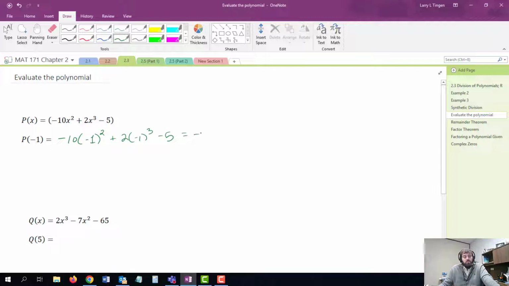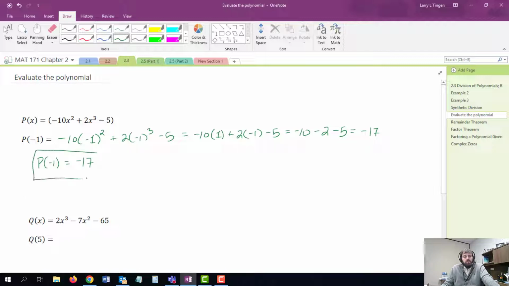I've got to do the powers first. So negative 10 times negative 1 squared is positive 1. Plus 2 times negative 1 cubed is negative 1. Negative 10 times 1 is negative 10. 2 times negative 1 is negative 2. And then minus 5 is minus 5. Negative 10 minus 2 more is negative 12. Minus 5 more is negative 17.